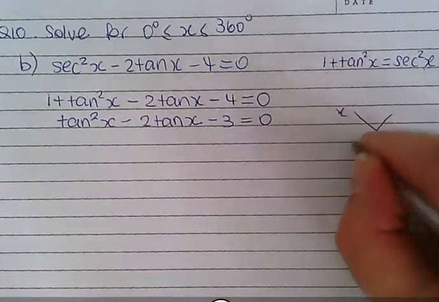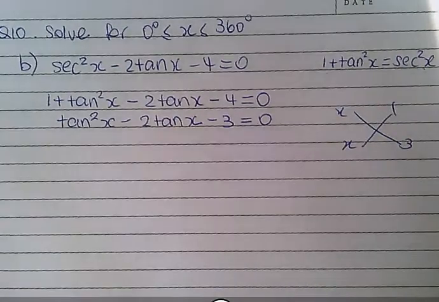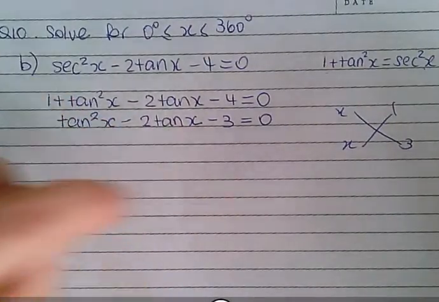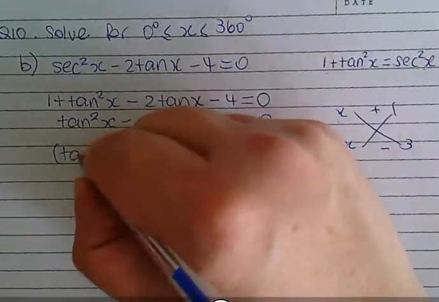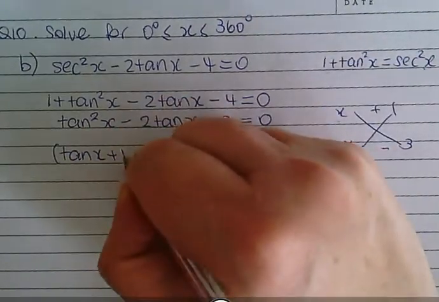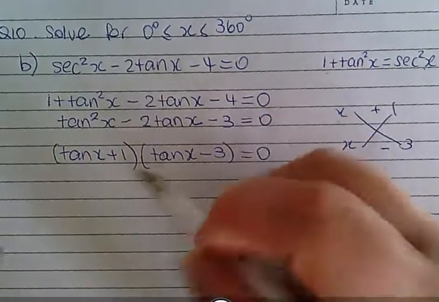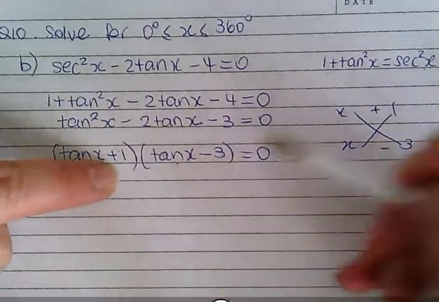It's like you've got x, x, 3 and 1. What's it going to be? It's quadratic. Negative 3 plus 1. So we've got, don't write it as x, but it's tan of x plus 1, tan of x minus 3 equals 0. Double check. Tan squared x minus 3 tan x plus tan x minus 3.